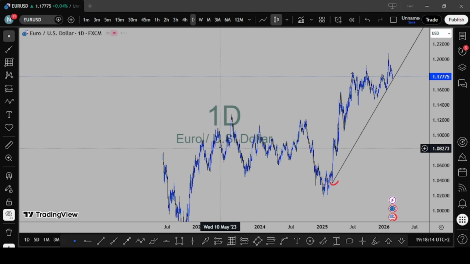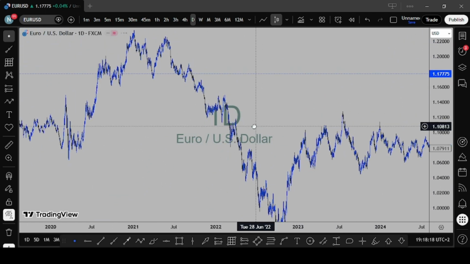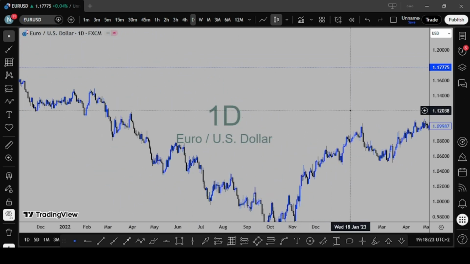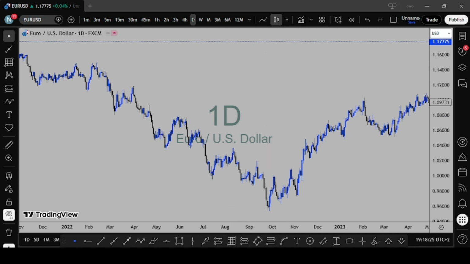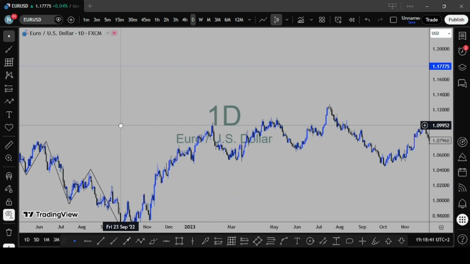Let me show you a bearish market. I'll just start something like this. And then this is what you expect. Price is creating a lower high, lower low, lower high, lower low, lower high, lower low, just like that. That's what it means.